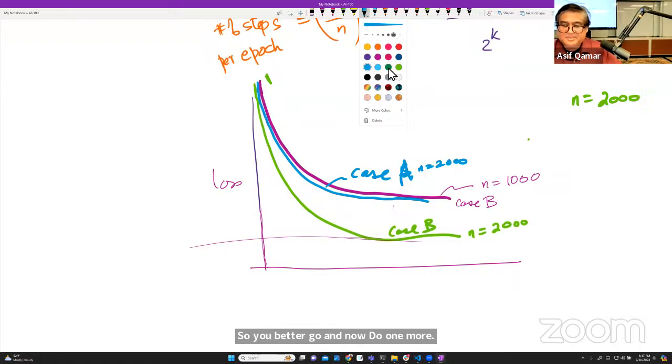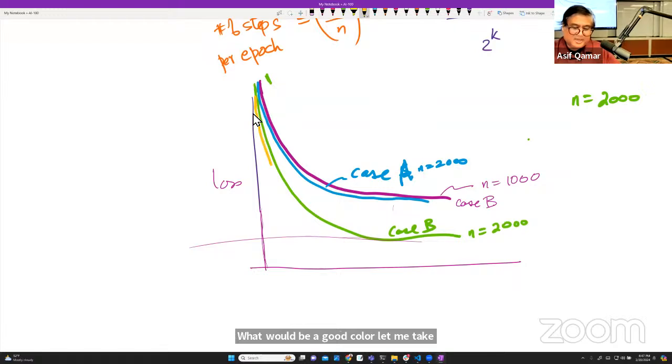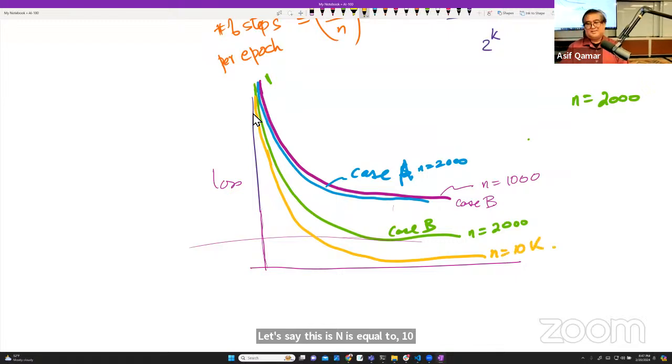What would be a good color? Let me take this color. So it is encouraging you to go and do this, isn't it? Let's say this is n is equal to 10k, right? Or something like that. Case B, if it is true, is encouraging you to do the yellow operation, the yellow experiment. Isn't it, guys? So remember, guys, this field is often called data science.